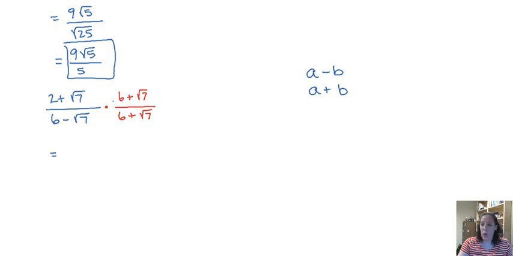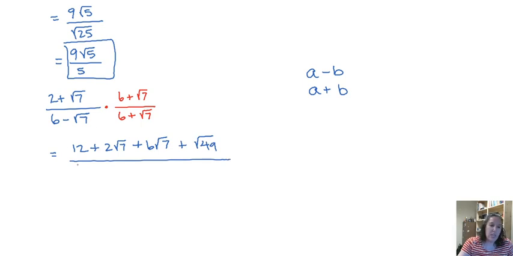FOIL is an acronym that's used a lot if you have a binomial and a binomial, and we want to expand that. So 2 times 6 is 12, 2 times the square root of 7, square root of 7 times 6. Remember, we can only multiply outside the square root with outside the square root, and what's under a square root by what's under a square root. And then our last times our last, square root of 7 times the square root of 7 is the square root of 49. In the denominator, we're going to do the same thing.